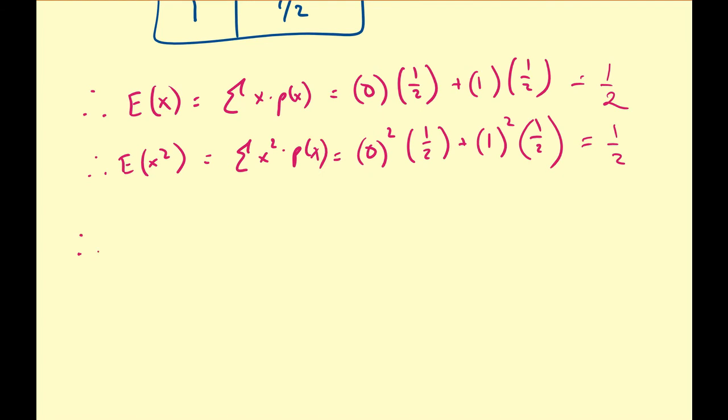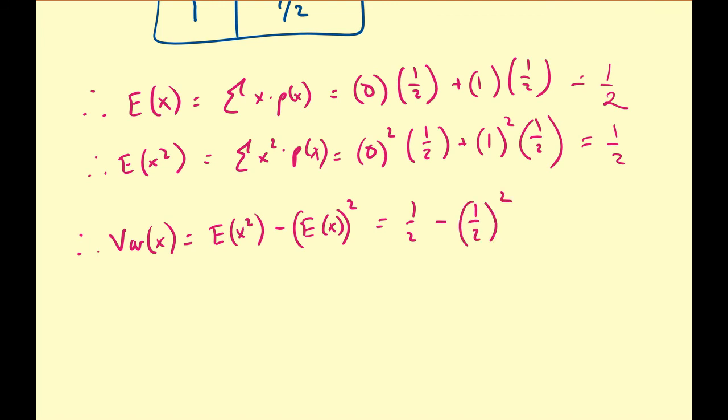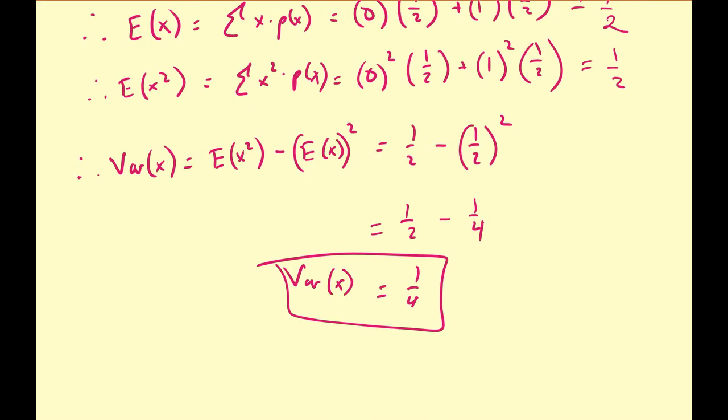So the variance of X, which we already discussed to be the second moment of X minus the expected value of X squared, is going to be equal to 1/2 minus (1/2) squared. So it's going to be 1/2 minus 1/4, which is of course equal to a quarter. If that is the case, then the standard deviation of the random variable X will be the square root of the variance, 1/4, which is of course 1/2.